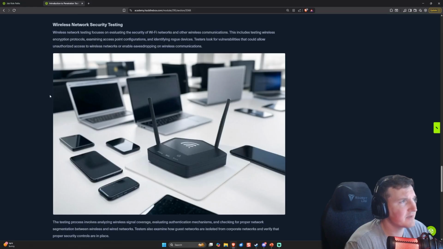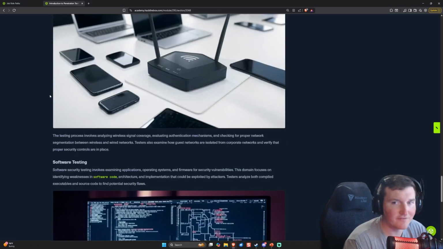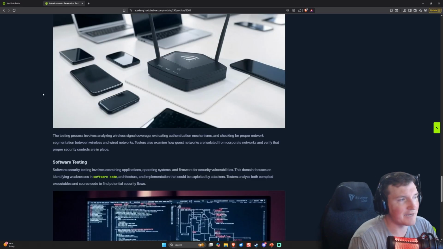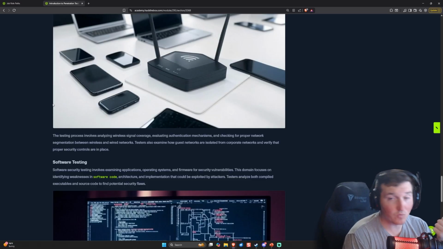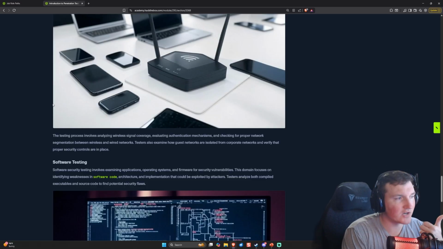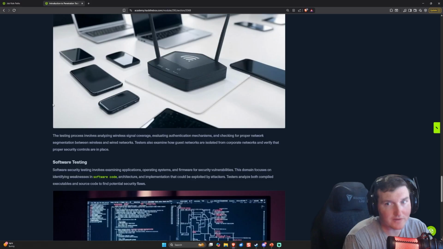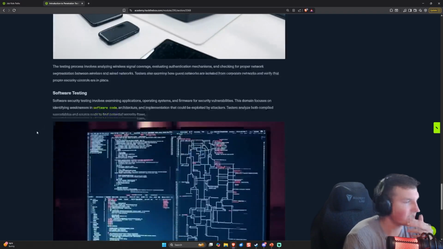Wireless network security testing. This one's pretty self-explanatory, right? You're taking Wi-Fi, RFID, all that stuff, and you're going to actually test that. An example would be, let's say we have Wi-Fi sitting here. Maybe we have our own cell tower for some reason. Maybe we're a company with cell towers. That's all wireless. Anything wireless can be involved in this.